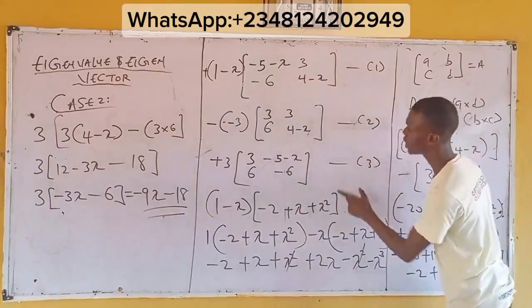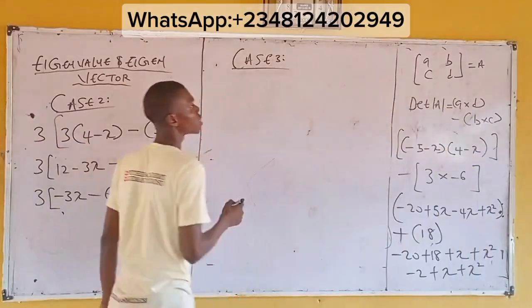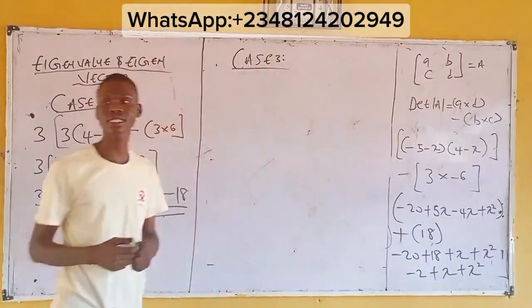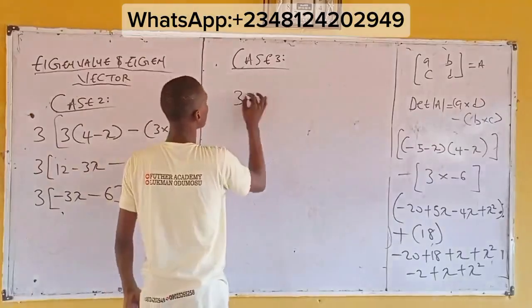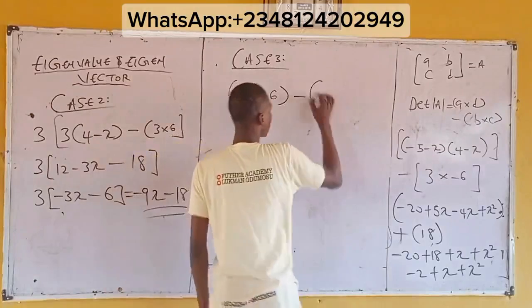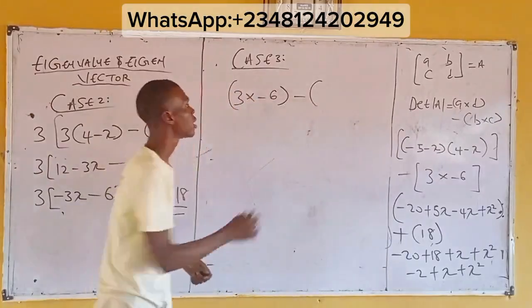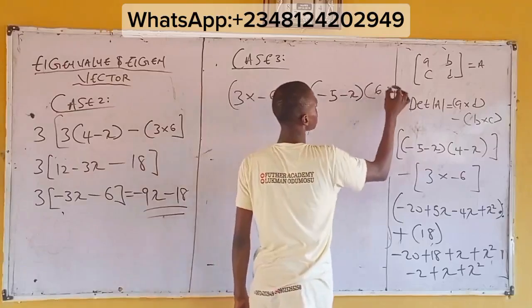Now, lastly, let's solve case 3. For my case 3, let's find the determinant. The determinant is what? Okay, 3. The determinant, 3 multiplied by negative 6, right? Minus all into bracket minus 5 minus lambda times 6, right?